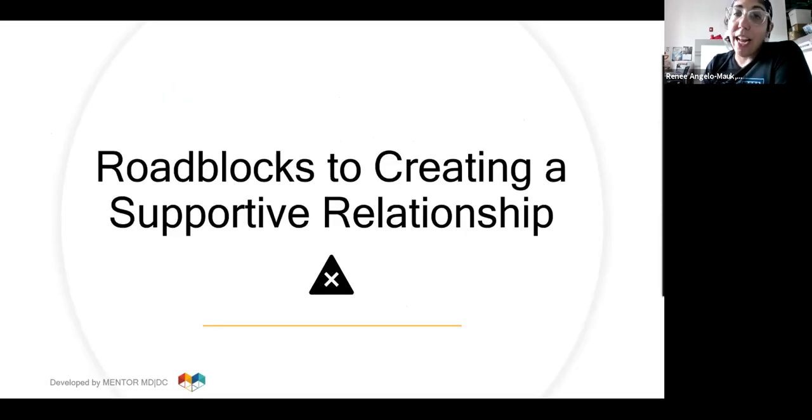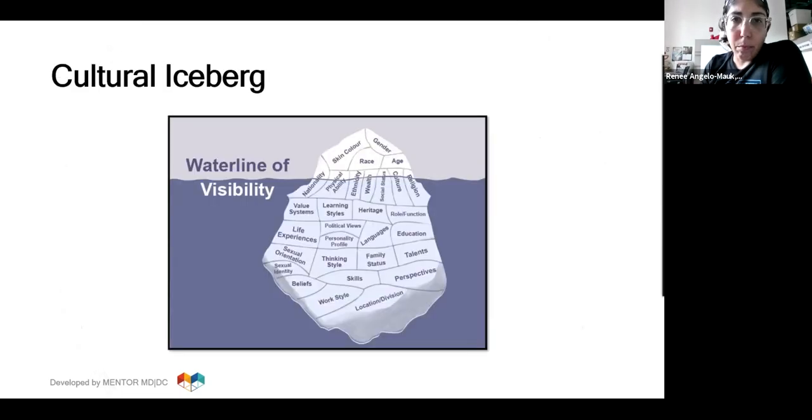Roadblocks. So again, now that we've given them those tools, we want to get them thinking about roadblocks so they can figure out how to avoid them. This visual represents what we see about each other on the surface, which I don't know how big your screen is, but at the top, hanging above the water, you know, skin color, race, gender, age, and all the things about people. The depth of who we actually are is below the surface, and we cannot necessarily see it.